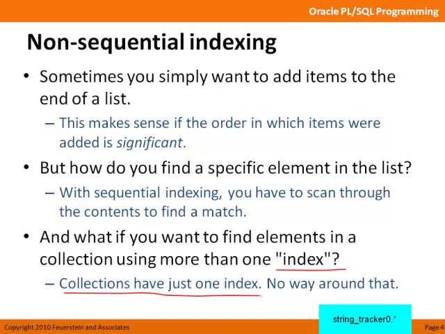Let's take a look at what is involved when you do sequential allocation, and then you have to scan through a collection. Then we'll take a look at using the non-sequential indexing to avoid this.